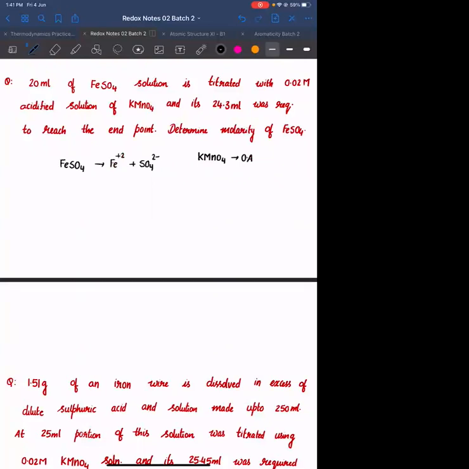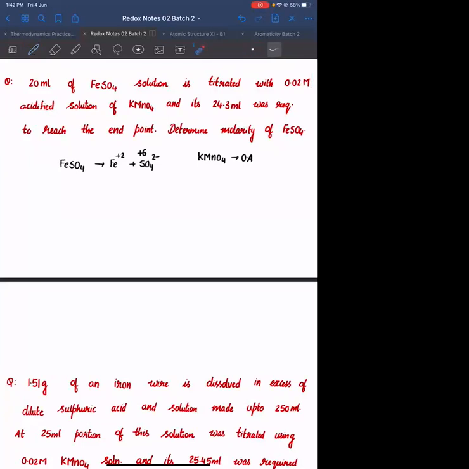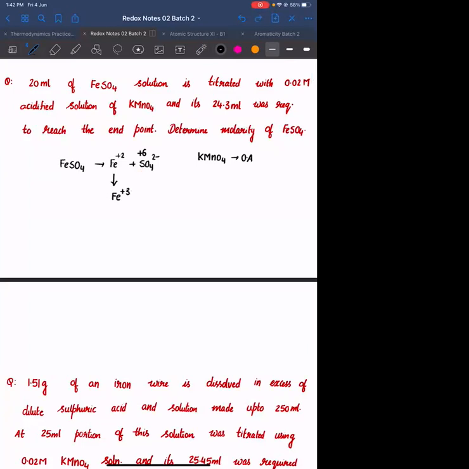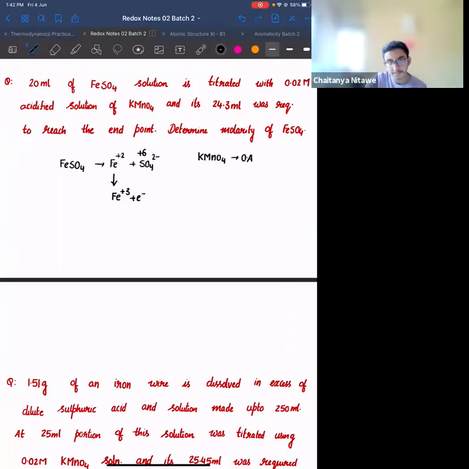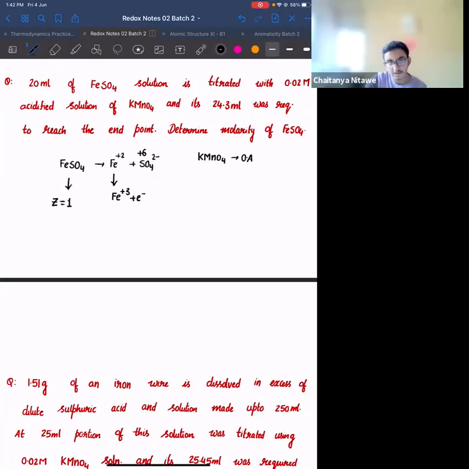In sulfate, what is the oxidation state of sulfur? It is +6. If it is +6, it is already in its maximum oxidation state, so nothing will happen to it. So Fe2+ will be converting into Fe3+ plus an electron. So what is the number of electrons exchanged per molecule of FeSO4? 1. So what will be the Z factor of FeSO4? It will be 1.